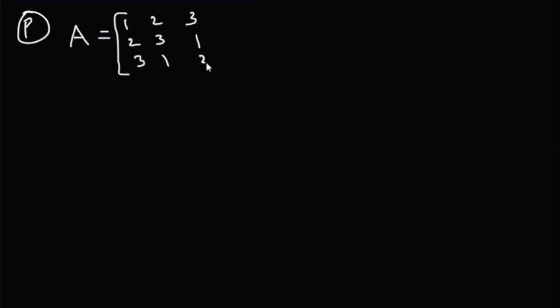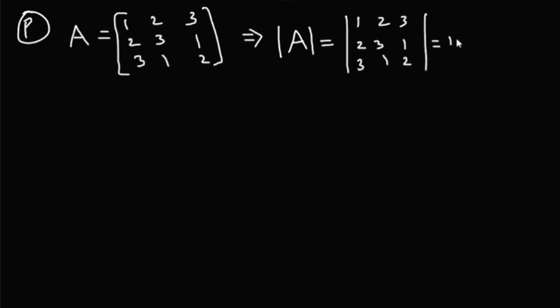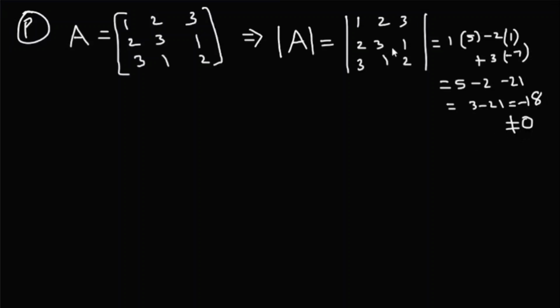3, 1, 2. Right? The determinant of this matrix is 1 into 6 minus 1, 5, minus 2 into 4 minus 3, 1, plus 3 into 2 minus 9, minus 7. So 5 minus 2, minus 21, 3 minus 21, minus 18, which is not equal to 0. So we are able to find a 3 by 3 minor which does not vanish. Therefore, the rank of the given matrix is 3. You need not check for 2 and 1.